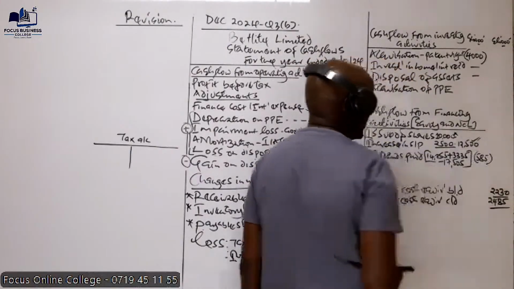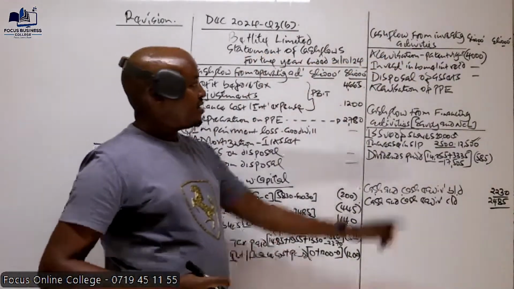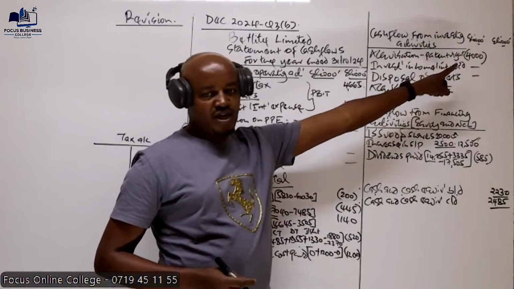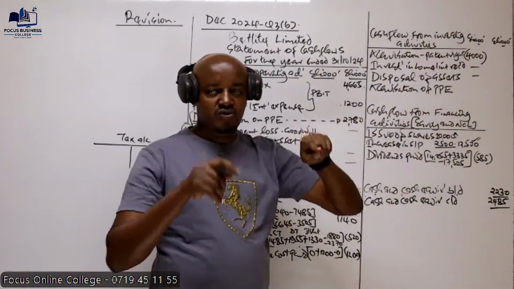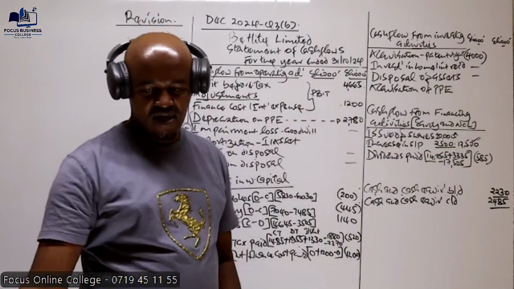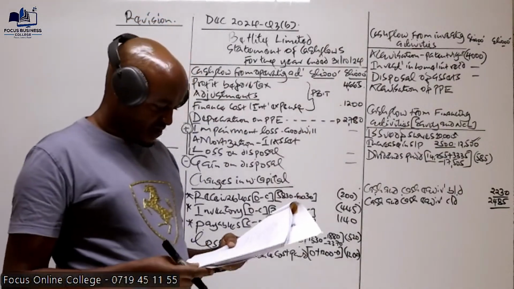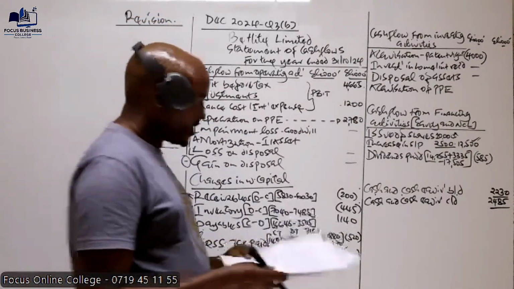This is a cash inflow. It has to be a positive. This one is a cash outflow. Once the company acquires an asset, it's a cash outflow. It has to be a negative. Yes, it has to be a negative. So that's what we have at the equity. And I think we are done with the equity.